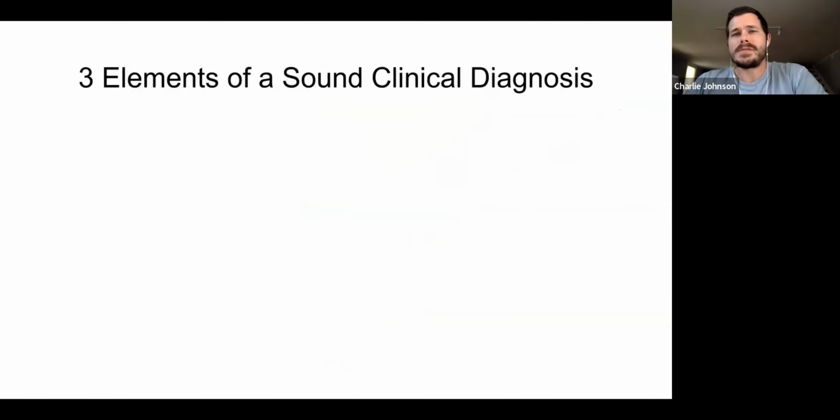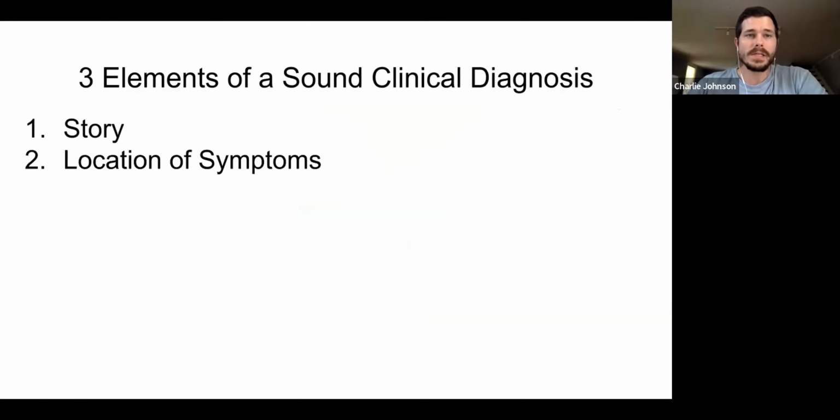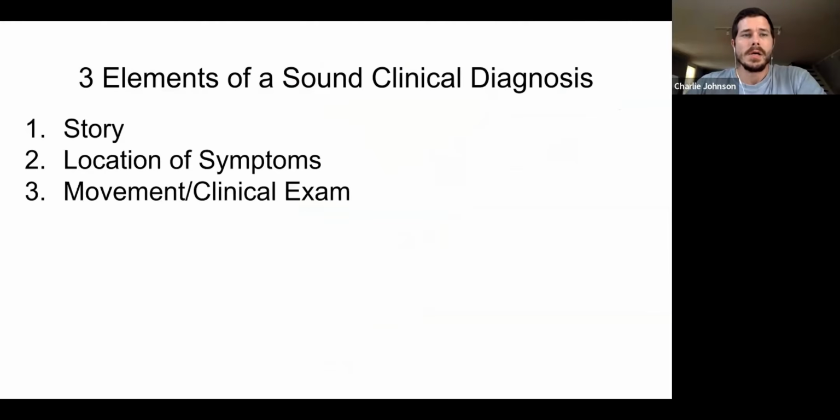These are the three elements of a sound clinical diagnosis, all right? First things first, your story. What makes it feel better? What makes it feel worse? How long ago did it start? What started it to begin with? All of these things. Location of symptoms, basically where do you experience your sensations? And finally, a movement or clinical exam, the different movements that make you feel better or worse or provoke the pain or reduce the pain.